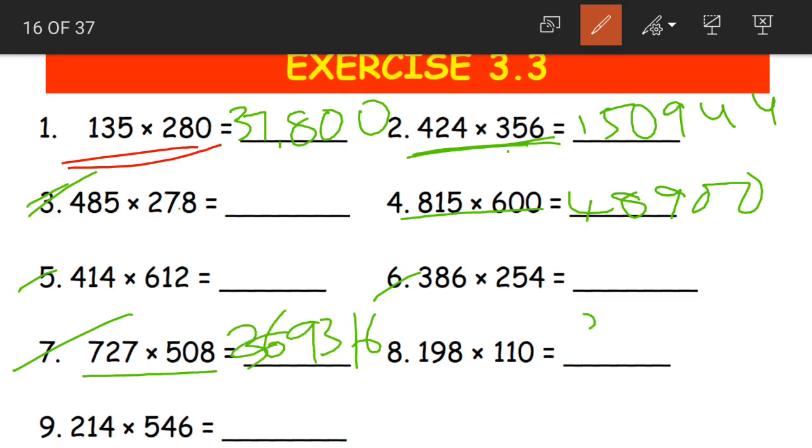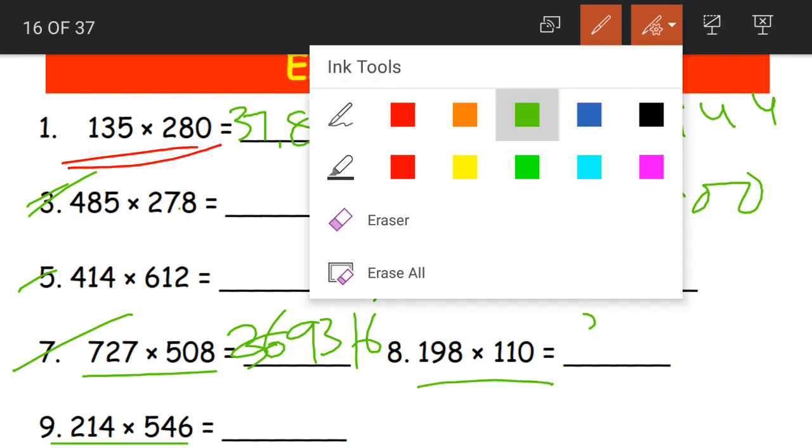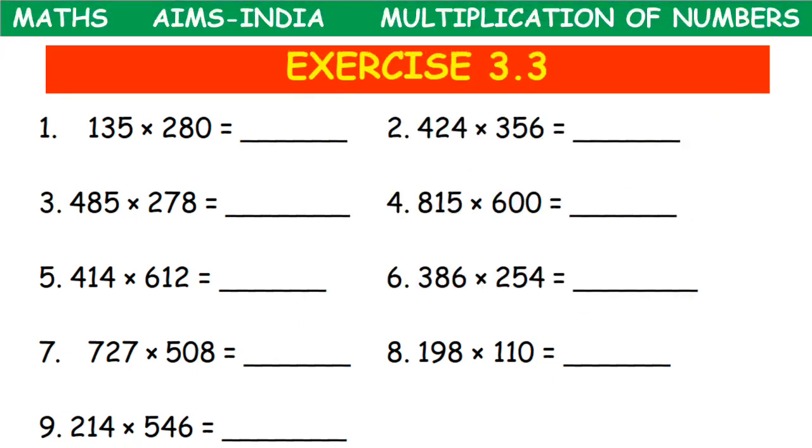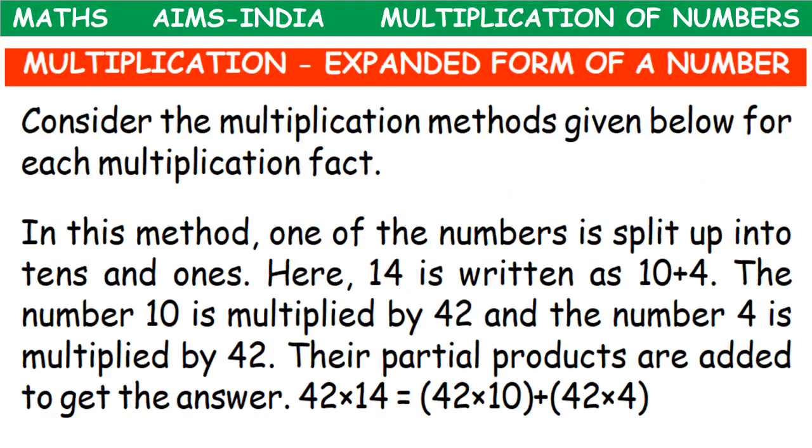Okay children, I hope this is clear, right? Again, I am not explaining the remaining two here. You can try those at home. Yes, this was about multiplication of a 3-digit number by another 3-digit number.